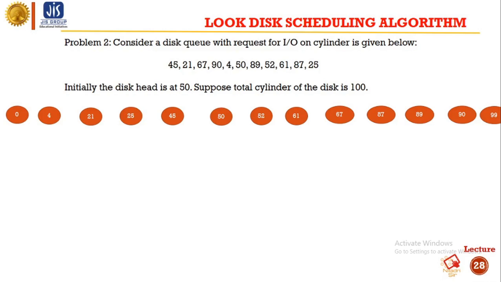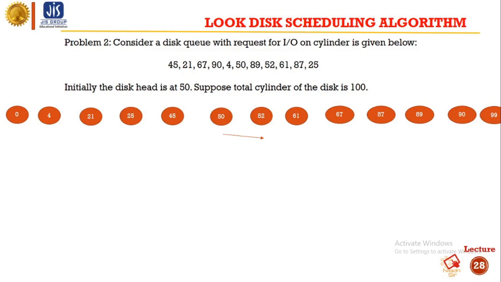All of them are in ascending order. Initially our disk head is at 50, so we can move in any direction. That means we can move from 50 to 52 or from 50 to 45 also, but we have chosen to move from 50 in the direction of 52. So at first we will move from 50 to 52. We did not move in the other direction; we have chosen this direction.